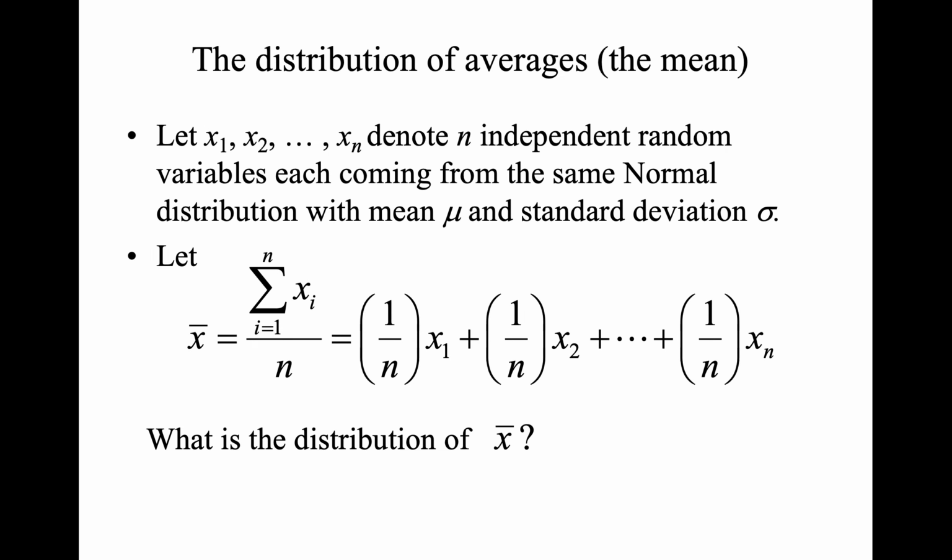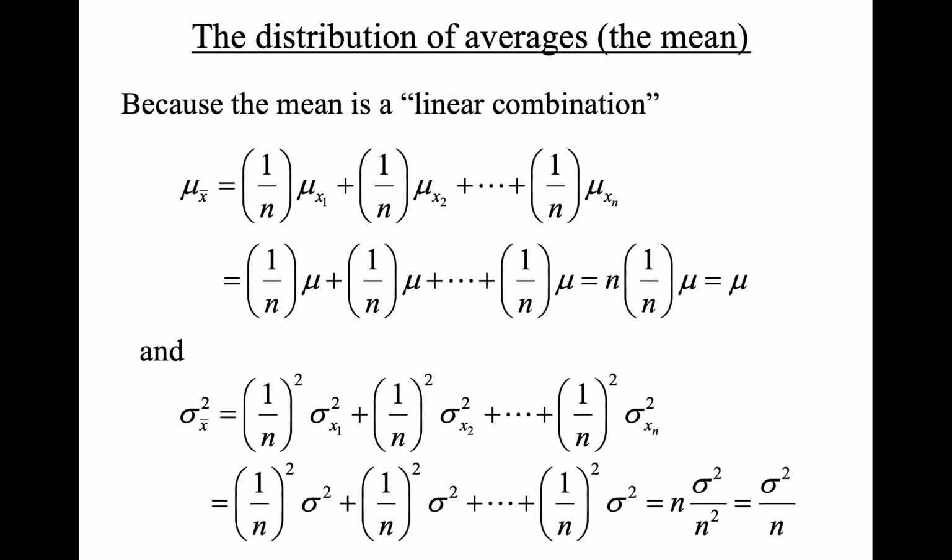So the distribution of the sample mean, the distribution of the average: let X1, X2, until Xn denote n independent random variables, each coming from the same normal distribution with mean and standard deviation. So let the expression be like that. What is the distribution of X bar? Because the mean is a linear combination, it can be defined as such, and after that you can derive into this. For the next term also, you can define accordingly until you get this simplified version.